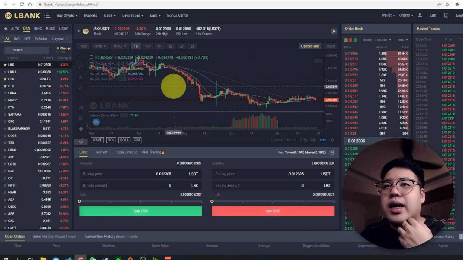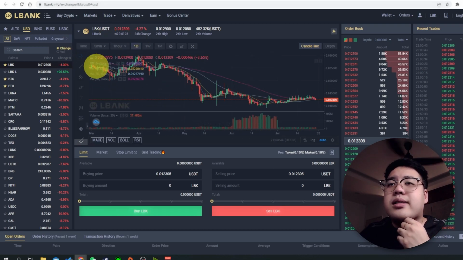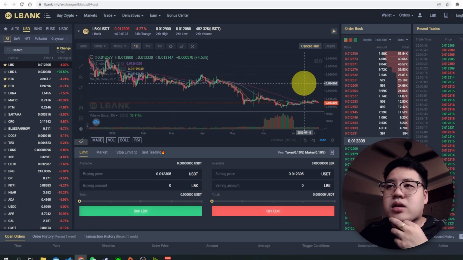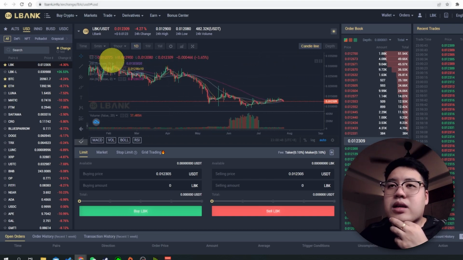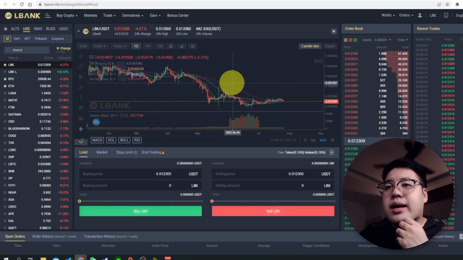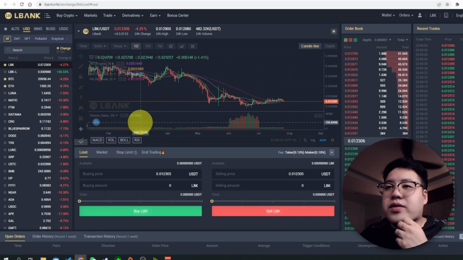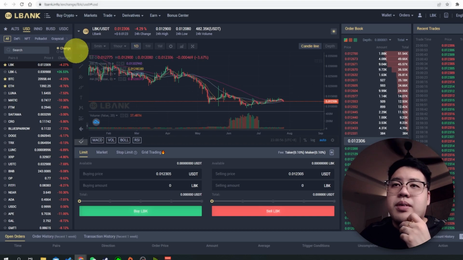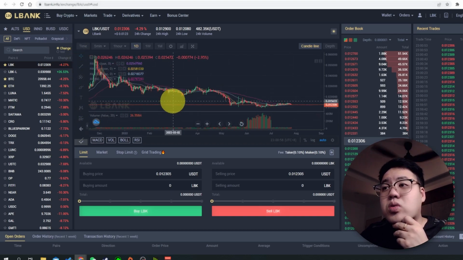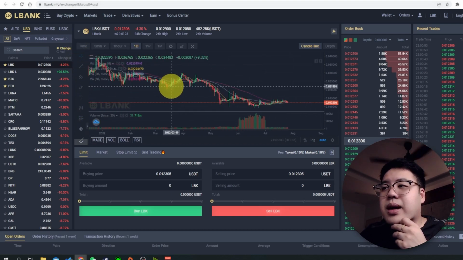Just click on spot trading and you'll be able to see this chart here. If you are good at analyzing using the tools, I think there are plenty of tools that you can use here. And this is actually the TradingView chart, which is perfect enough because they have all the sufficient tools to analyze the market.